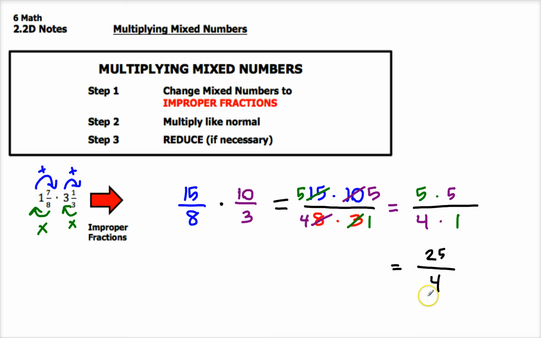My last step is to change this improper fraction back into a mixed number. So we're going to do that by dividing. We're dividing 25 by 4. 4 will go into 25 6 whole times with a remainder of 1. So that becomes the mixed number 6 and 1/4. Okay, so let's practice this a little bit more with a few more examples.